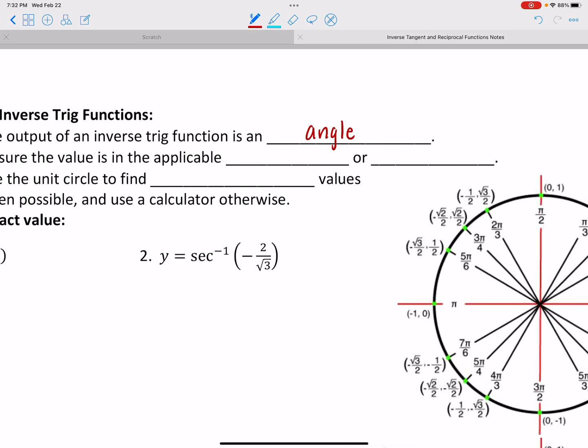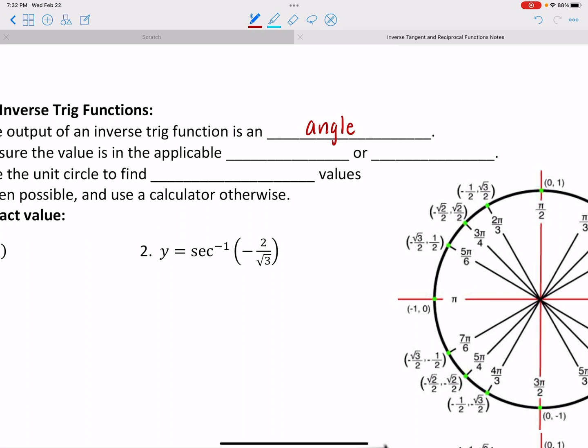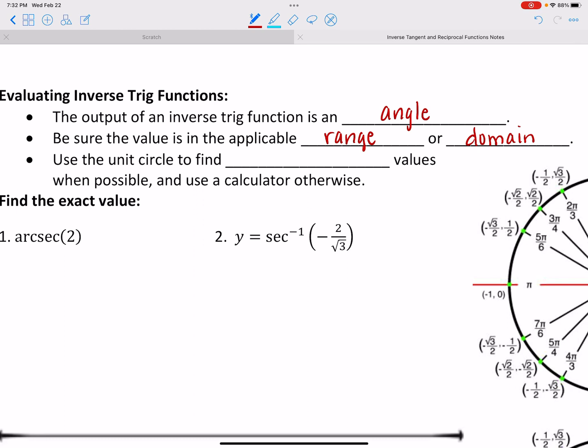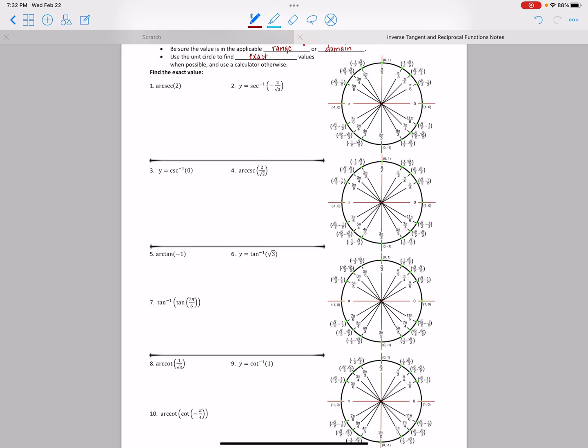We really just have to be careful to make sure that the angle we're looking at is in the range of angles that's allowed for our inverse, and then also that the input that we're plugging in is in the domain. So make sure we're in the applicable range or domain. And then when it's possible, we're going to use the unit circle to find exact values. If it isn't possible, or if we want to verify, then we turn to the calculator. Now, if you'll notice, I broke this up on your note sheet into 4 sections. That way we can highlight and not have to make too many highlights on one unit circle. We can highlight the different ranges for the different inverse functions.